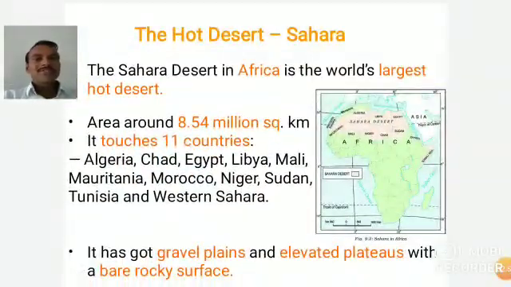The first, the hot desert, is the Sahara Desert, which lies in Africa and is the world's largest hot desert. Its area is around 8.54 million square kilometers, and it touches 11 countries, that is Algeria, Chad, Egypt, Libya, Mali.